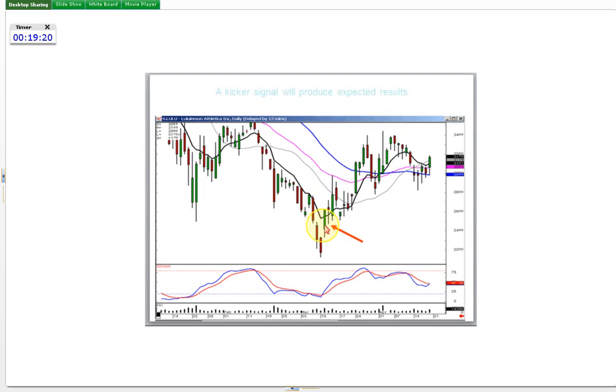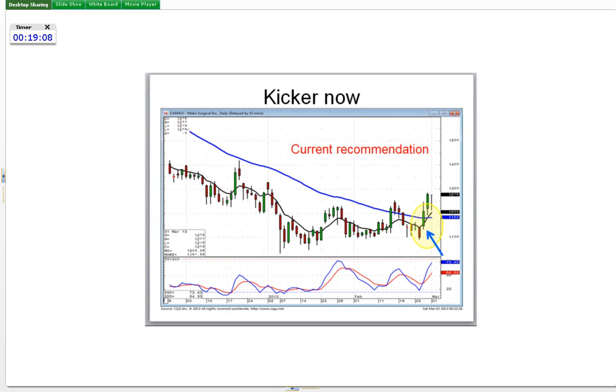This, again, a kicker signal breaks out through all the moving averages. Definitely want to be a buyer. The bigger this candle is, the higher the probability you're going to be in a good strong uptrend. Gap up, a kicker signal. I don't know what the probabilities are for a kicker signal, but they're so extremely high that anytime I see one, I'm in it immediately. Or I'm buying calls on that situation.